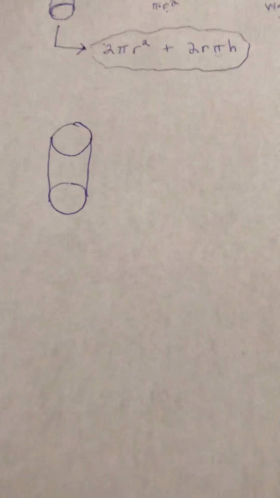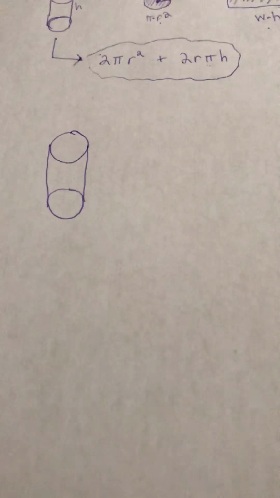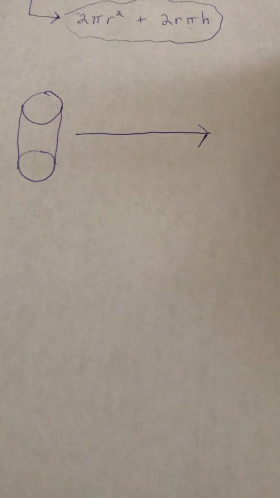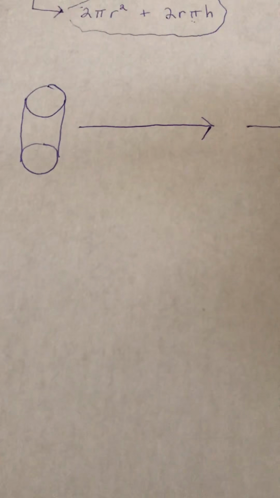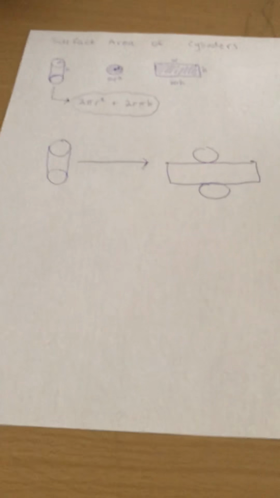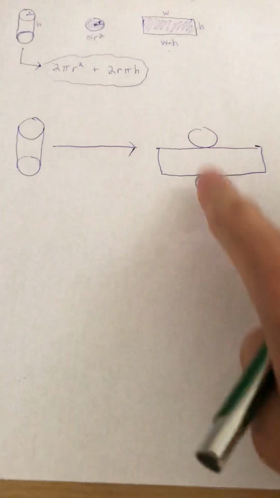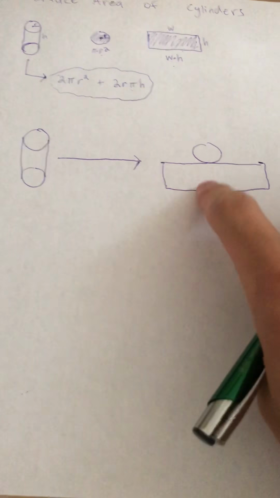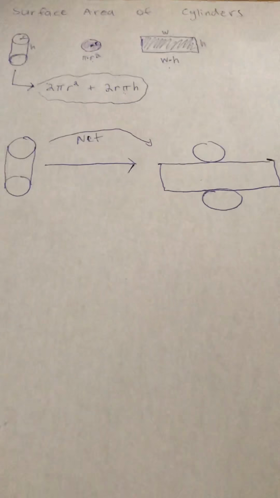So you have a cylinder, right? Now, if you flatten out the cylinder, if this was, for example, a cardboard cylinder, you get this. So if you flatten out a cylinder, you're going to get this right here. And this is called a net, by the way. Anytime you flatten out a 3D shape into its 2D components, this is called a net. And you're going to see that word, a net.